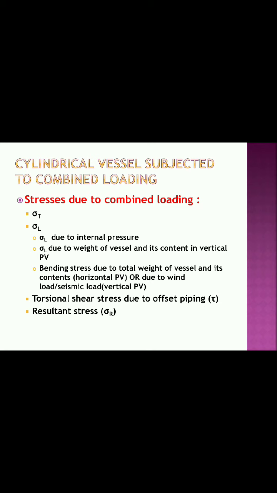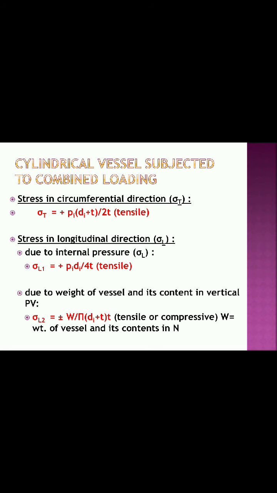Now there is another type of stress, called torsional shear stress due to offset piping, and we are going to call it tau, and the resultant stress is called sigma r. So here are the values for the cylindrical vessel subjected to combined loading. Stress in the circumferential direction, sigma t is equal to, positive sign indicates the tensile nature of the loading, pi into bracket di plus t upon 2t. Stress in the longitudinal direction, sigma L1, because of internal pressure, is equal to pi di upon 4t, that is tensile in nature.